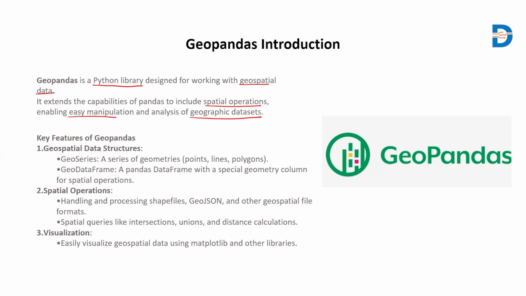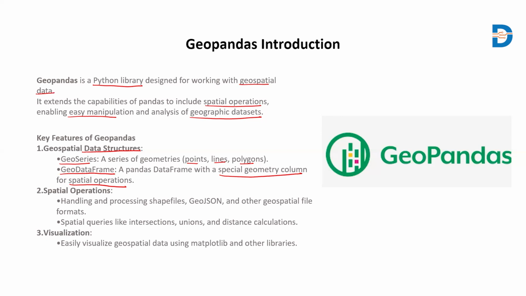Similar to pandas, we'll be dealing with data frames, which are nothing but a collection of series, right? In the case of geospatial data also, we have two different data structures: GeoSeries and GeoDataFrame. GeoSeries deals with points, lines, and polygons. These are the geometries. Whereas a GeoDataFrame is a pandas data frame that has a special geometry column for spatial operations. So a combination of GeoSeries will result in a GeoDataFrame. These are the data structures under geospatial data.